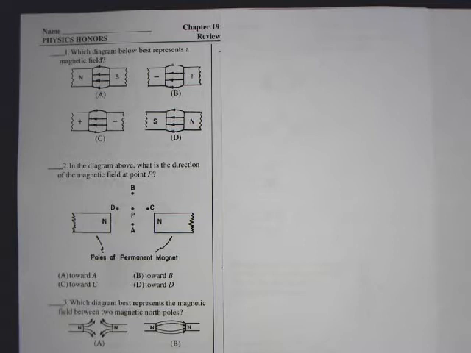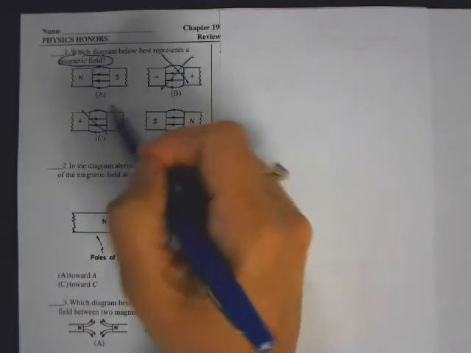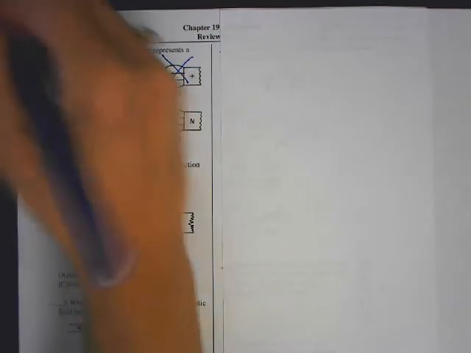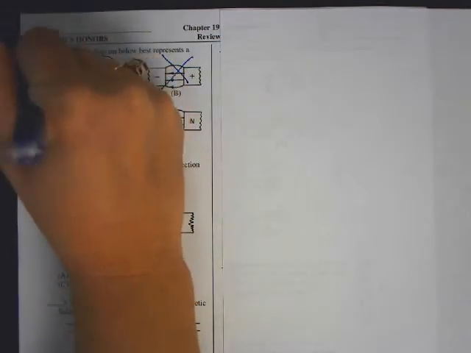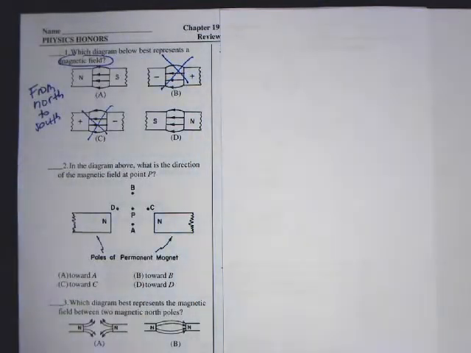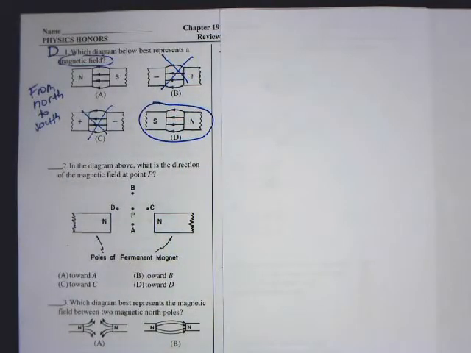So number 1 says, which diagram below best represents a magnetic field? First of all, we want a magnetic field, not an electric field. Because this has positive and negative, we're just immediately going to cross off those two choices. A magnetic field is the field that exists between north and south poles of a magnet. The one rule we need to know is that it goes from north to south. So from north to south would be choice D, and we see the arrows pointing in that direction.